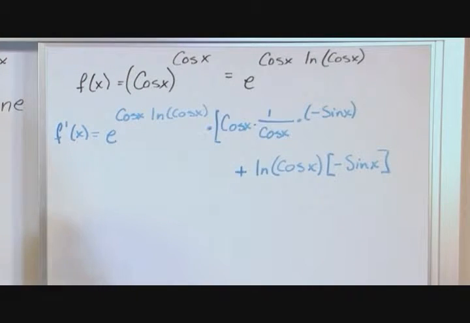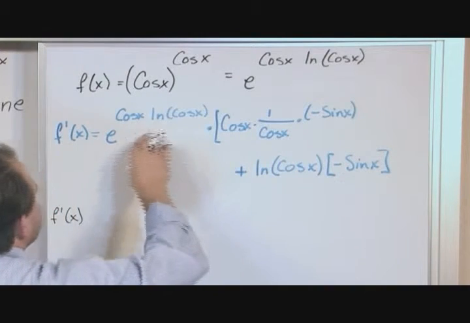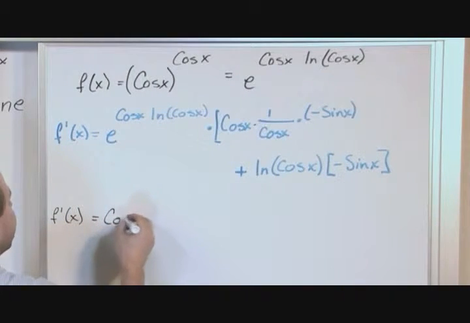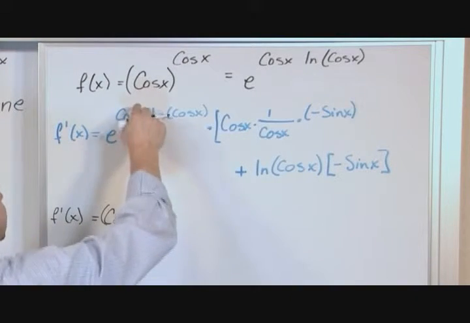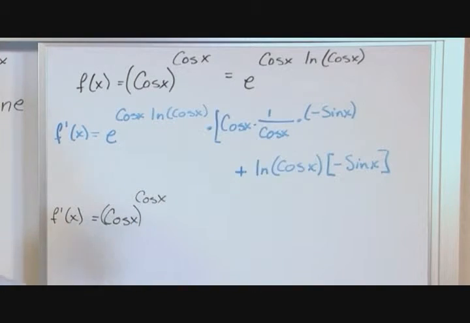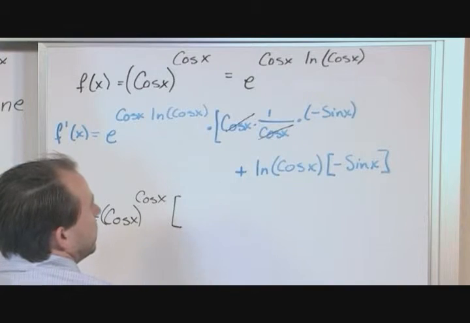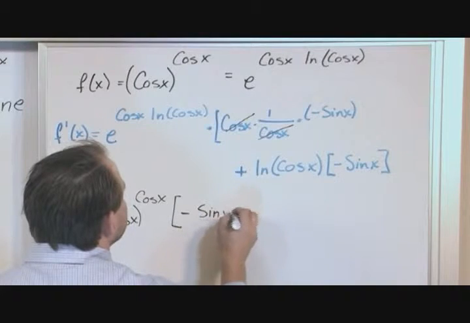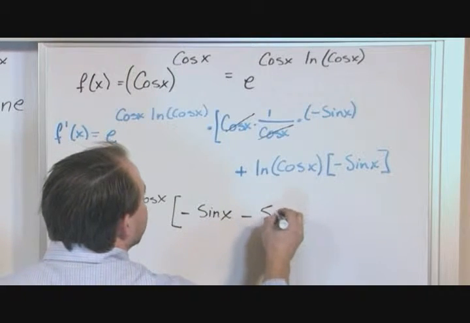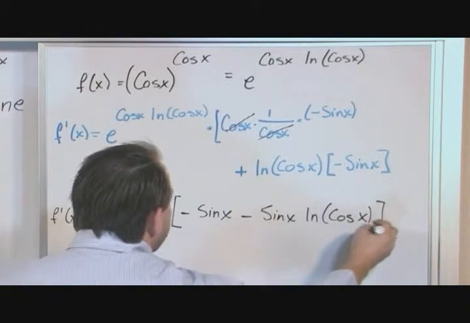Next, when we do this guy, f prime of x, I'm at the point where I've done the derivative, so I can convert this back. This is going to be cosine of x raised to the power of cosine of x, because I can move this back in here and these guys annihilate and I'm left with what I started with. And then on the inside here, the cosine cancels with the cosine, right? So what I'm going to have is negative sine of x from here minus sine of x times the natural log of cosine of x.